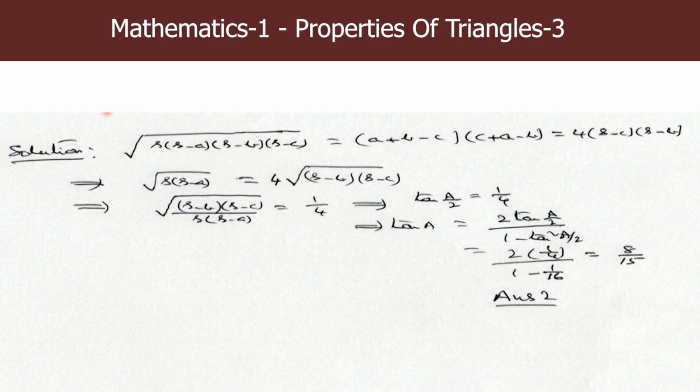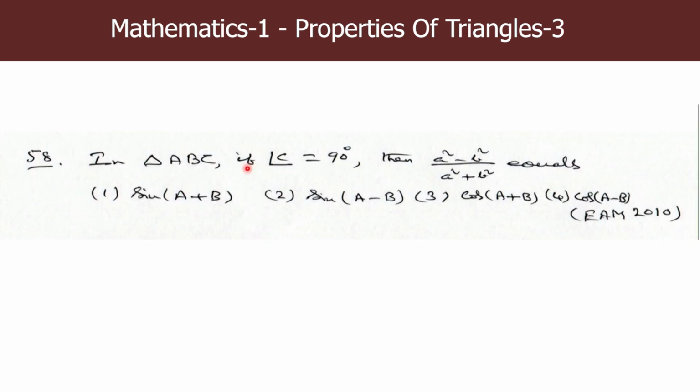So, tan A is equal to, we know the tan 2A formula, 2 tan A by 2 by 1 minus tan square A by 2. That is 2 into 1 by 4 by 1 minus 1 by 16, which is nothing but 8 by 15. So, the correct answer is option number 2.